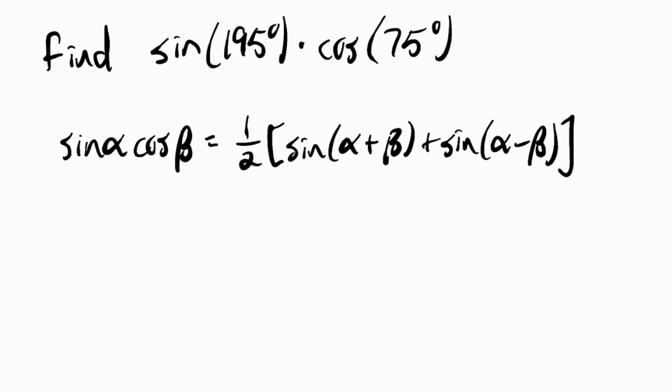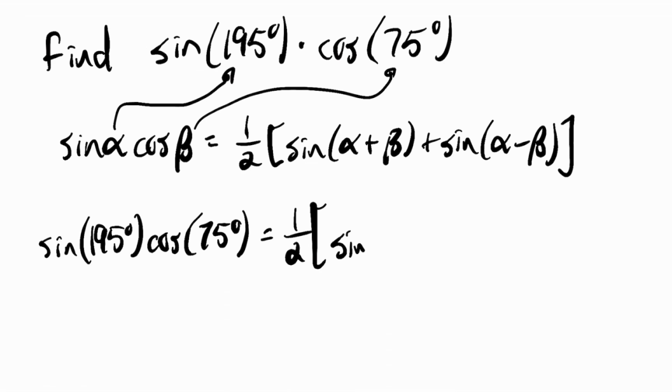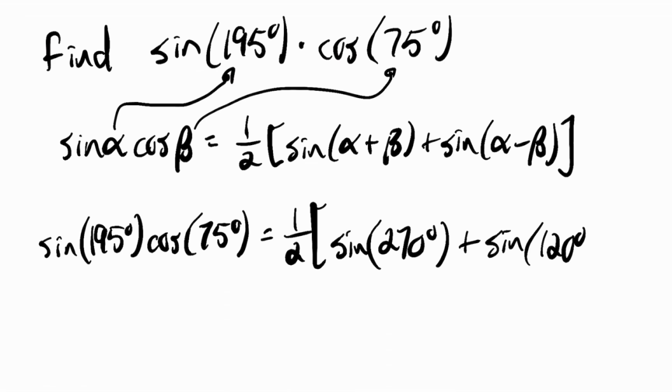Now in this case, alpha is going to be 195 degrees and beta will be 75 degrees, right? So sine of 195 degrees times cosine of 75 degrees, well, that's 1/2 times sine of their sum. Well, 195 plus 75 is 270. So 270 degrees plus sine of their difference, and 195 minus 75 will be 120, so 120 degrees.